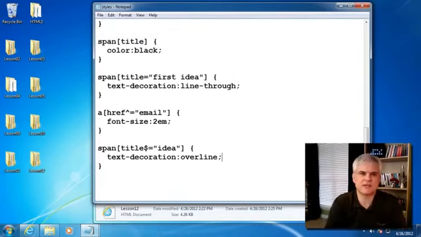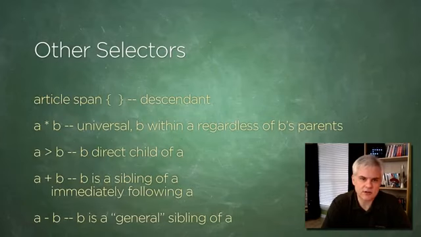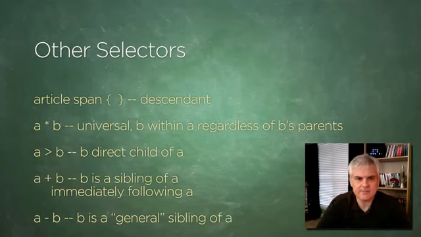Let me just pop them here on screen. There are descendants. So in this case, article span, it would select all span elements that are descendants of article, as opposed to span elements that are descendants of section or some other tag. Then there's where you can use an asterisk character, which means universal. So give me any tag within this other tag A, regardless of B's parents. Okay, and then you've seen this used, the direct child, where the list item is a direct child of an unordered list. So style up those list items.